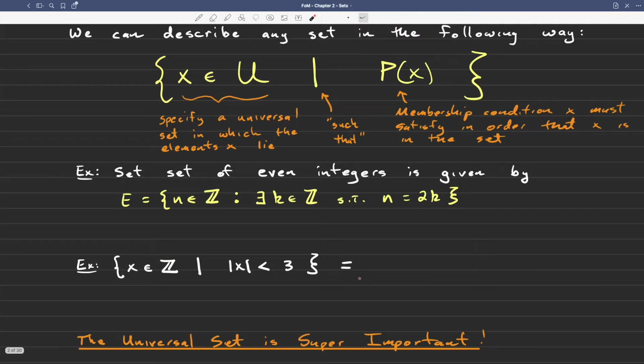In the second example here, I'm giving you set builder notation, and I'm asking you to tell me what this set is. So this is the set of integers x in Z, with the vertical bar there, such that the absolute value of x is less than 3. Okay, well, if I think about that, there's lots of integers, but there's only a few that are small enough that their absolute value is less than 3. In particular, those integers would be -2, -1, 0, 1, and 2. 3 and -3 are not included because it was a strict inequality.